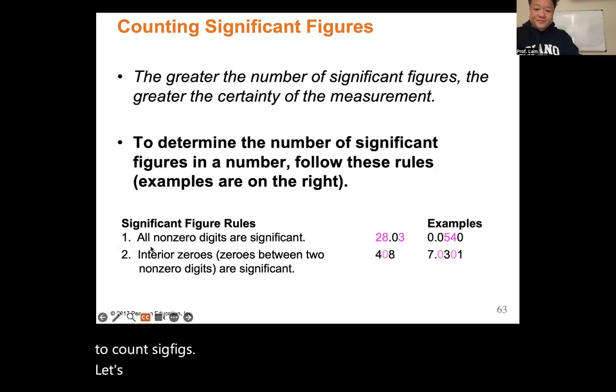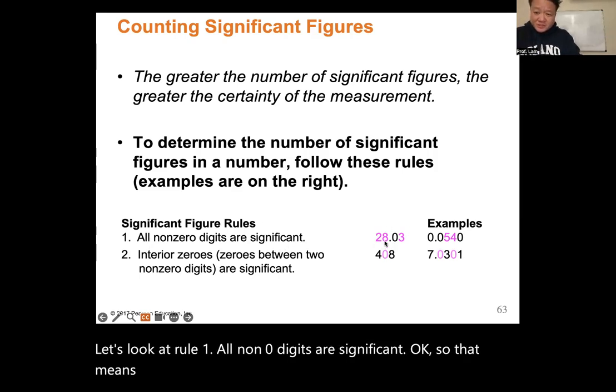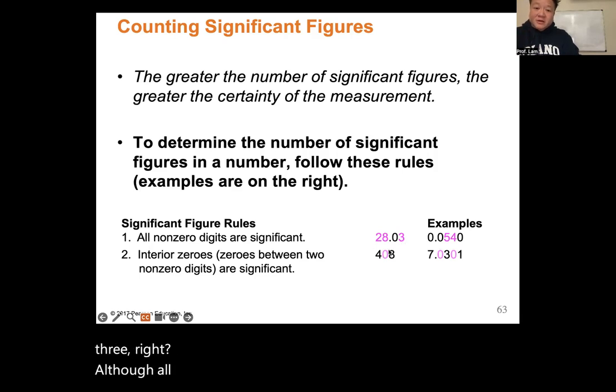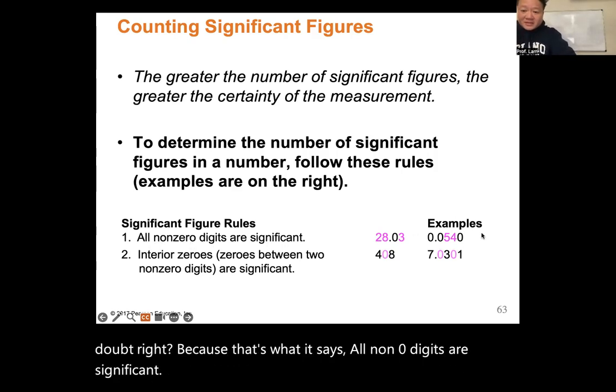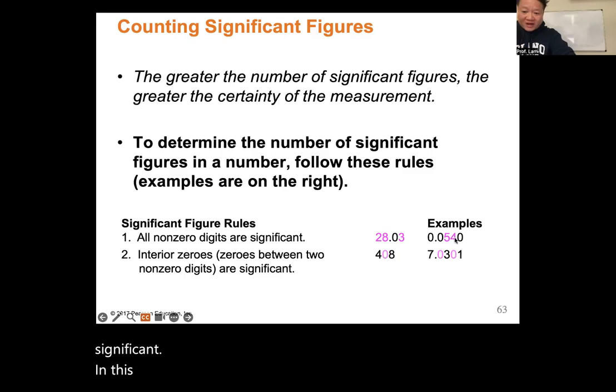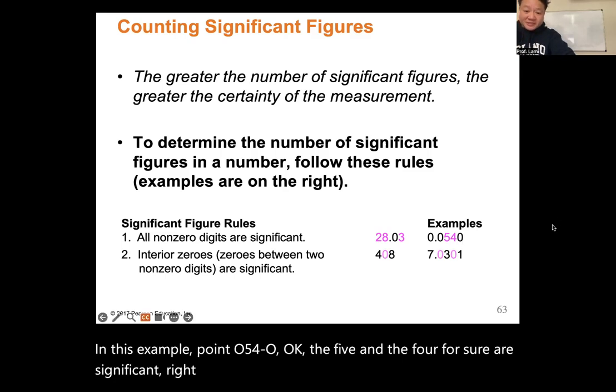Let's look at rule 1. All non-zero digits are significant, okay? So that means in the number 28.03, the 2, the 8, the 3 are going to be significant, no doubt, because that's what it says: all non-zero digits are significant. In this example, 0.0540, the 5 and the 4 for sure are significant, because they're non-zero. So pretty easy rule, right?